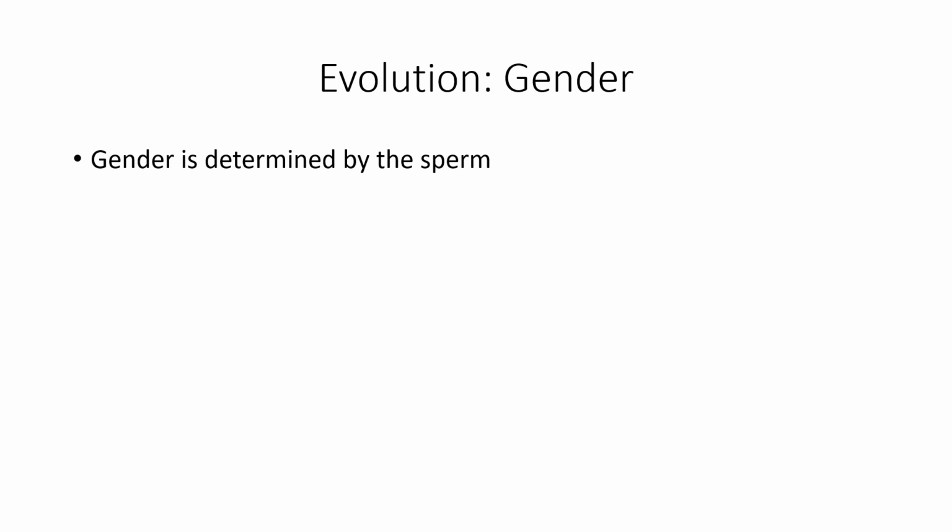Now there are some exceptions to that. There are some genetic abnormalities where sometimes you'll get two X's and a Y, or only one X, or various different things there. But the gender is determined by the sperm.